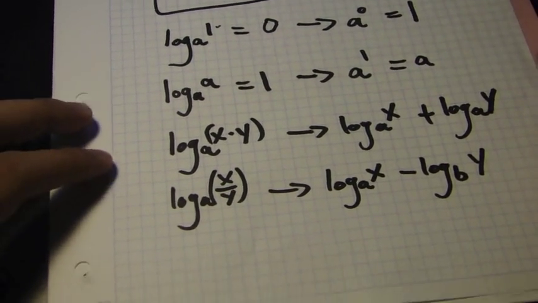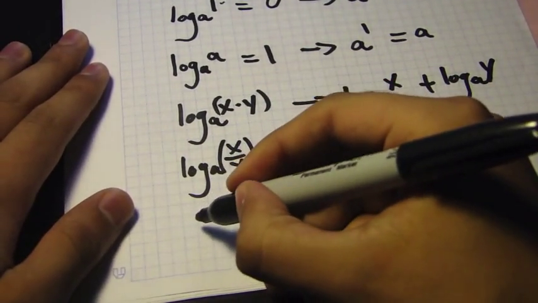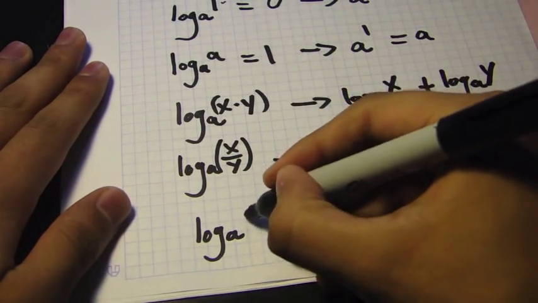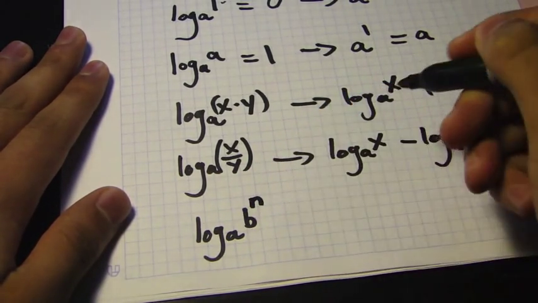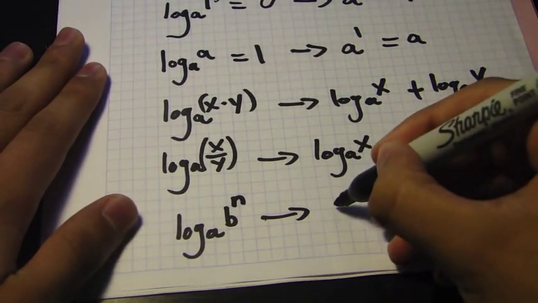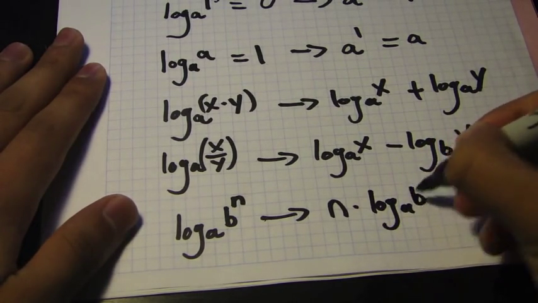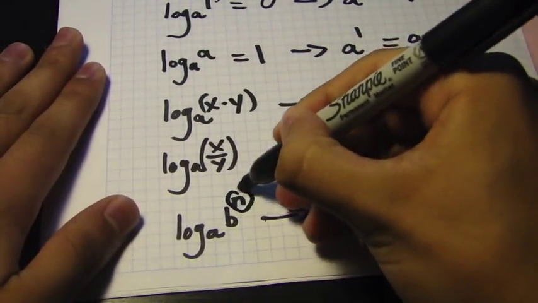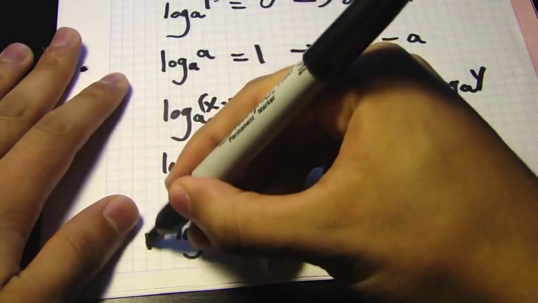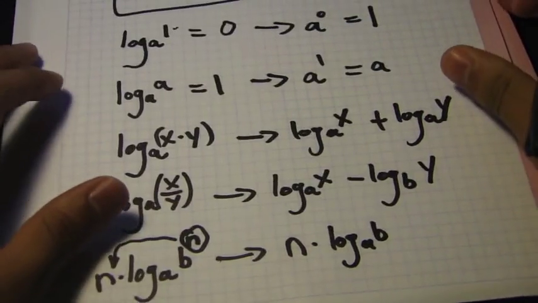There are a couple more rules that I'll tell you now. If you have log base a of b to the power of n, this can be written as n times log base a of b. All you have to do, if you have an exponent up here, is bring it down here and then multiply. That's a very important rule as well.